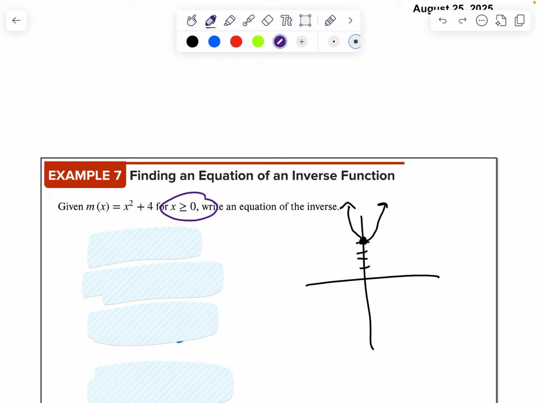But they do give us a little caveat here, right? They give us this information that x is greater than or equal to 0. So what we can do is take this graph and chop off everything less than 0. X is greater than or equal to 0. We're only going to keep the right side.